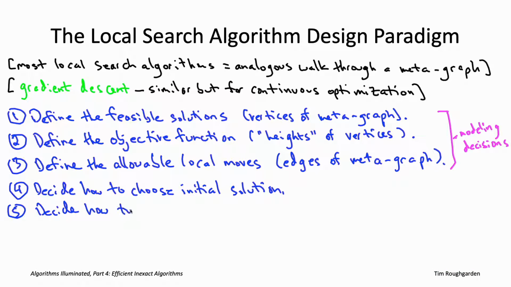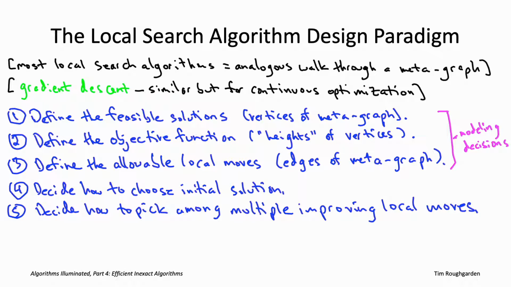So step 5 is, again, an algorithmic question. It concerns the details of how you implement your local search algorithm, which is, as we saw in our TSP examples, you might have multiple improving local moves available from a feasible solution. And you then need to make some decision about which of those you're going to actually perform. For example, in our TSP running example, we always just picked the first improving local move that we found.